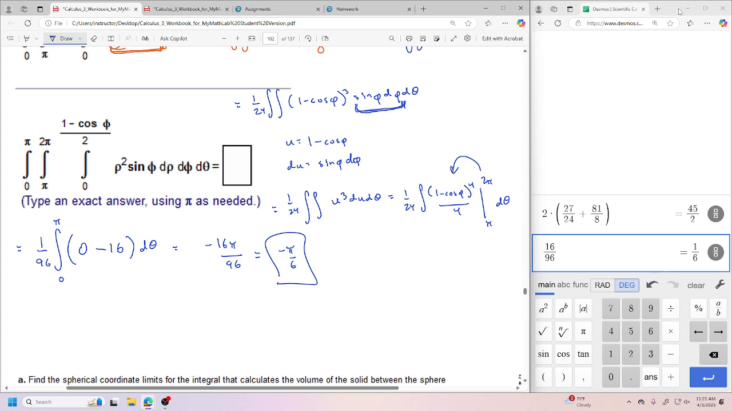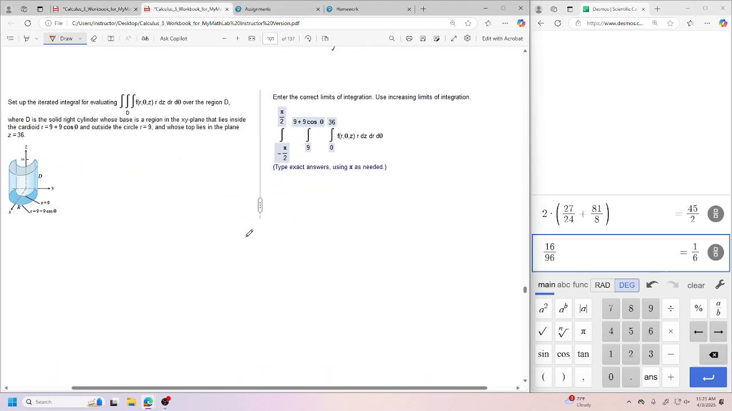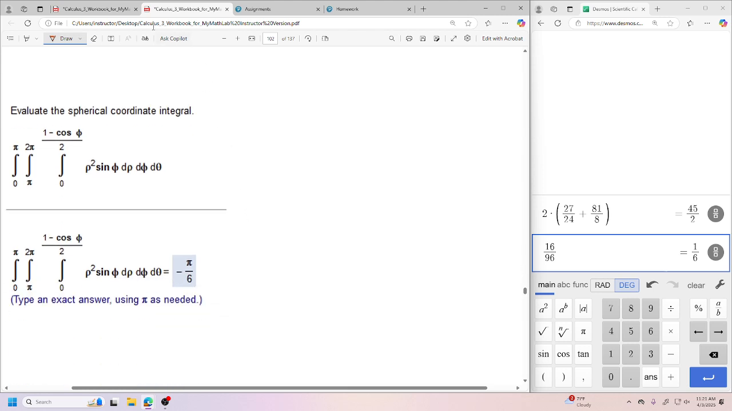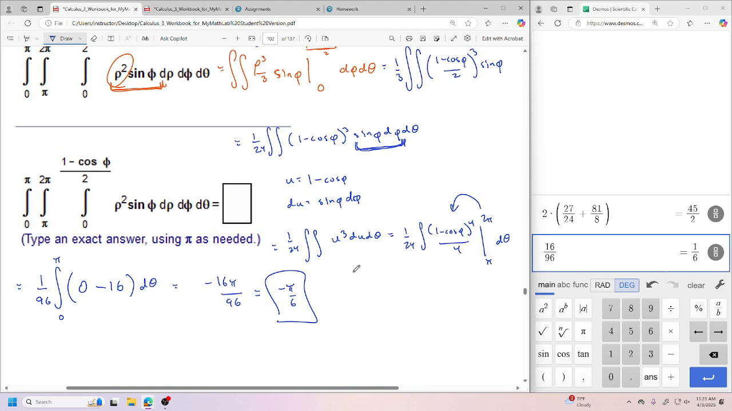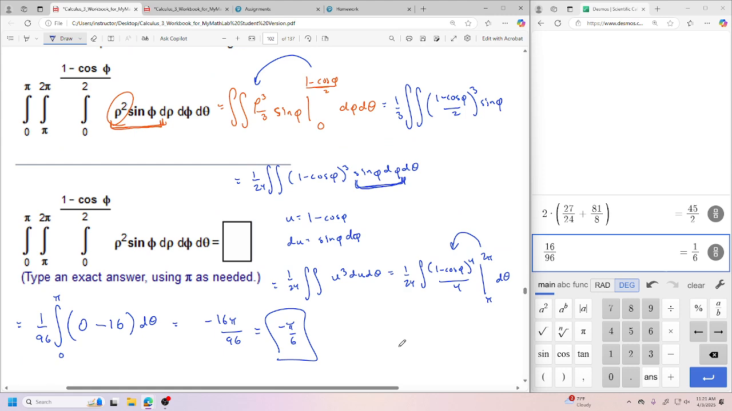I'm going to flash the answer right quick. Boom! Got something right for once. Cool. This phi here, 2 pi to pi, that makes no sense. It's like backwards. It should just be 0 to pi. I don't know why they did that. But fine. You just get a negative.